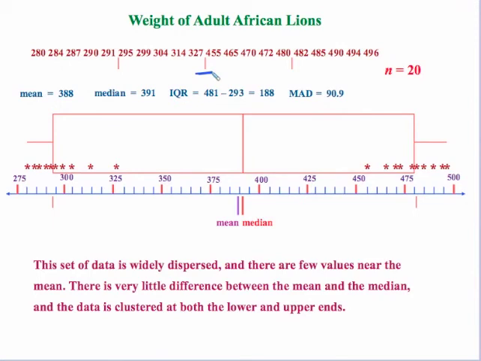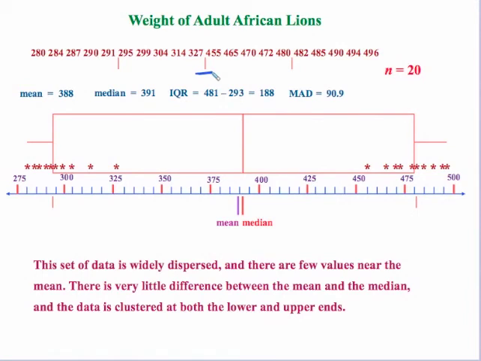Then for the medians of the upper and lower halves of the data, we get 481 and 293. That difference is 188, so our interquartile range is 188. And then when we figure out the average of the distances of all our data points from the 388, the mean absolute deviation is 90.9.